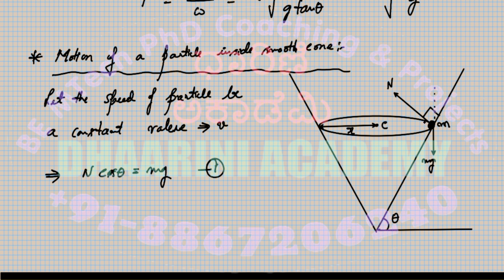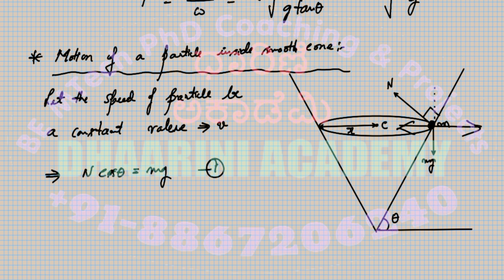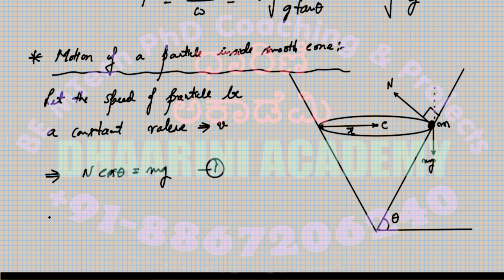Similarly, if I write in this direction, the horizontal forces should match. What is the horizontal component of n? That is n sin theta. So this should match the net force acting on that particle which is rotating in circular motion, that is mv squared by r. So that is equation number 2. These two equations are required to solve.